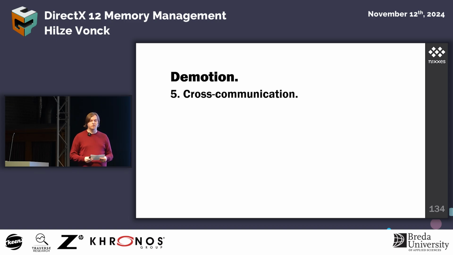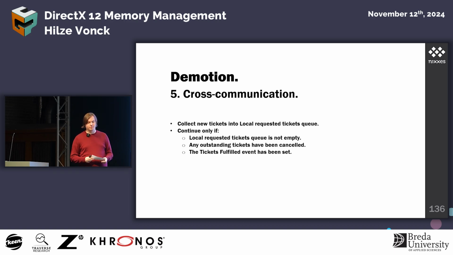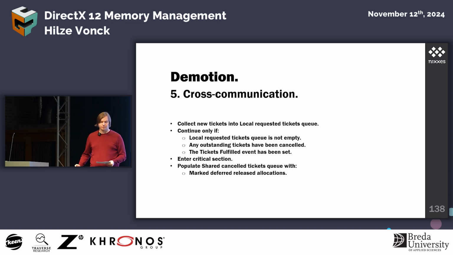5, managing the communication between the main thread and the worker thread. The first thing that happens is that the memory manager populates a list of new tickets to request, as described earlier. Then we've got to check a couple of things. If we have requested any new tickets, or we have any outstanding tickets that should be canceled, or the tickets fulfilled event has been set, we now enter a critical section.